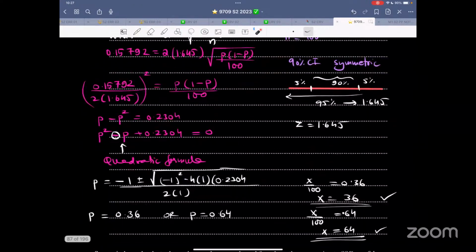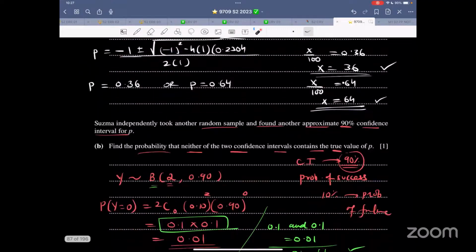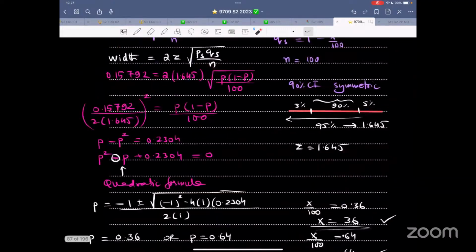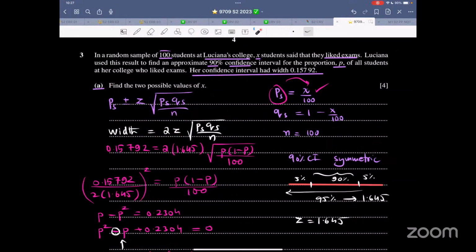Now over here, this is a nice question. It's a different type of confidence interval for population proportion. Just have a look. Just read the question first. It says in a random sample of 100 students at a particular college, X students liked exams.